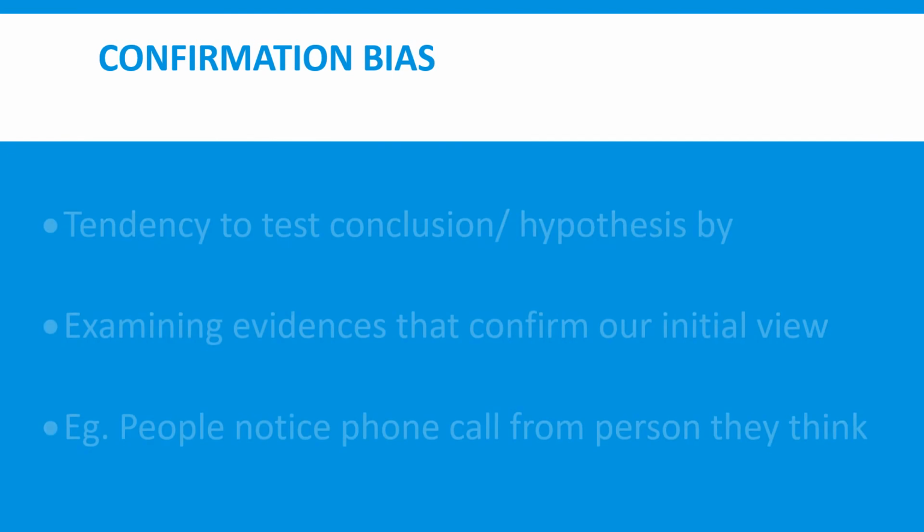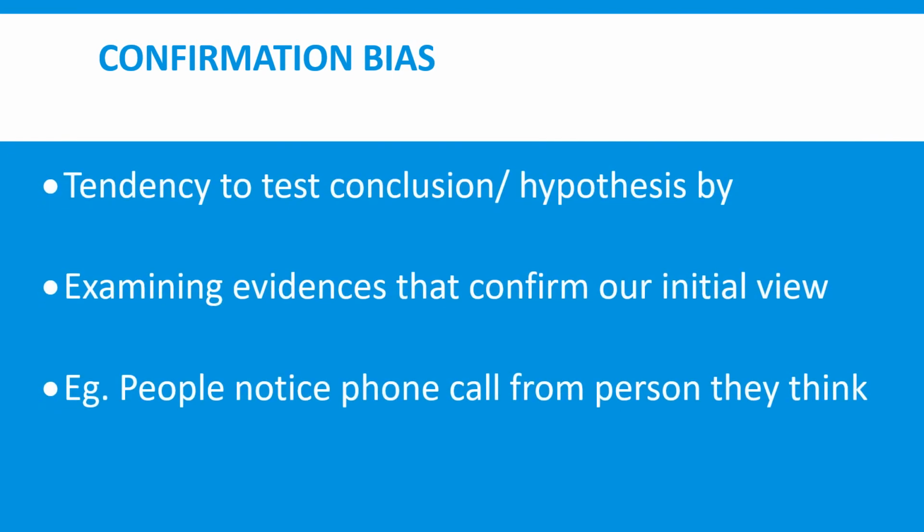Next we have confirmation bias. It is the tendency to test a conclusion or hypothesis by examining the evidence that confirms our initial view. For example, people notice phone calls from a person they think of.